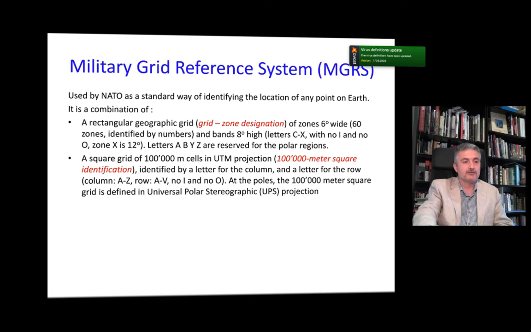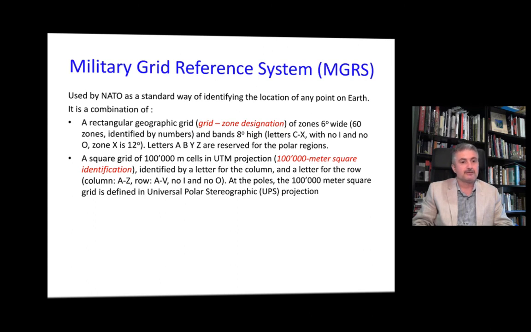Then we have a second level of square grids. These are defined in UTM projection. It's a 100,000 meter square identification. So big squares of 100 kilometers by 100 kilometers. Those exist within each grid zone, and they're identified by a letter for the column and a letter for the row. So columns go from A to Z, rows go from A to V, no I and no O.